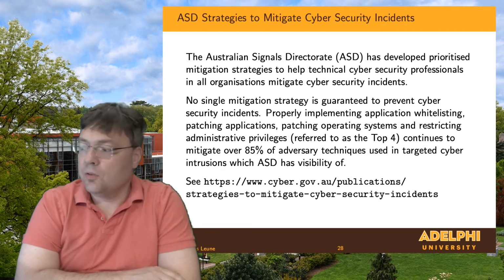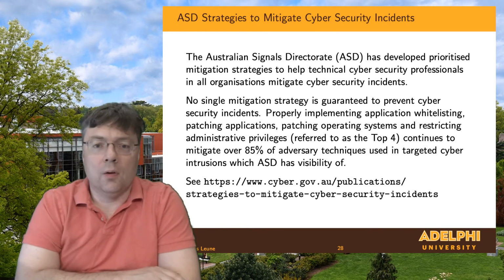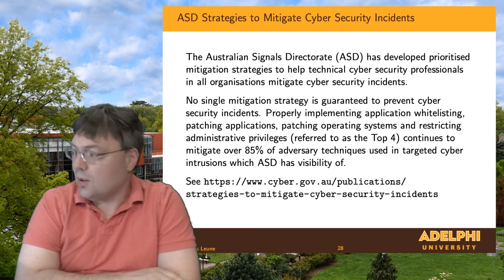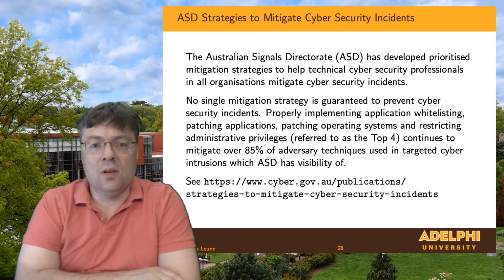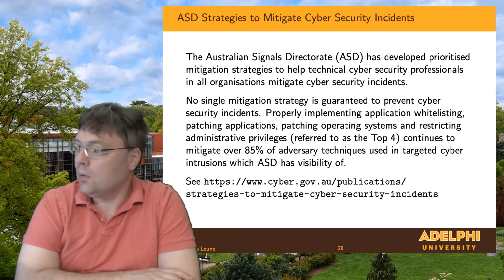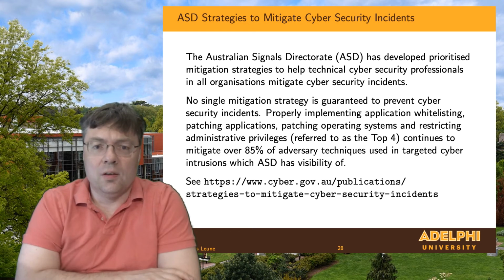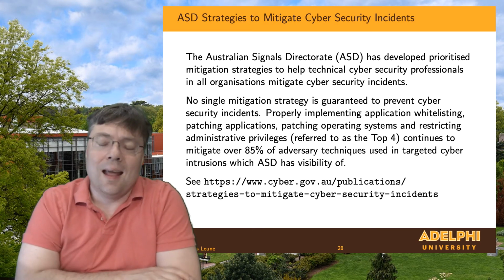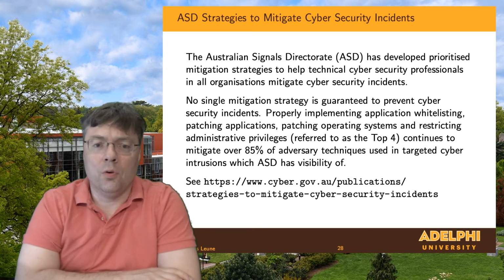And ASD, the Australian Signals Directorate, I'll put the link also in the show notes here, they have developed these strategies. Basically what they said is there are 4 strategies, only 4. And if you implement those 4 strategies, what do they say? 85% of adversarial techniques are mitigated. Well, that's a huge number. It cannot be that simple. And of course it isn't.